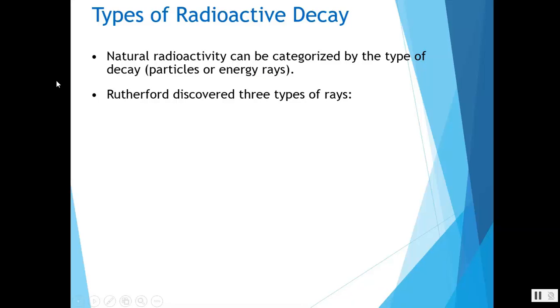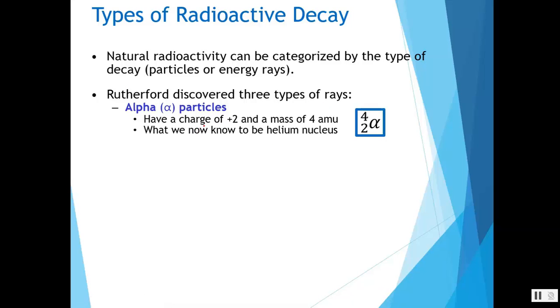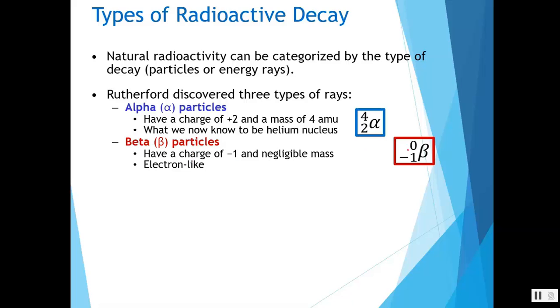Rutherford is responsible for discovering these 3 types of rays. Alpha particles look like a helium nucleus. There are 4 mass units, 2 protons, and then the other 2 are neutrons. It has a +2 charge since there are no electrons. Beta particles are like electrons, so they're massless, but they have a charge of -1. And then gamma rays, like I mentioned, are photons, so they're light energy, and they don't have charge or mass.